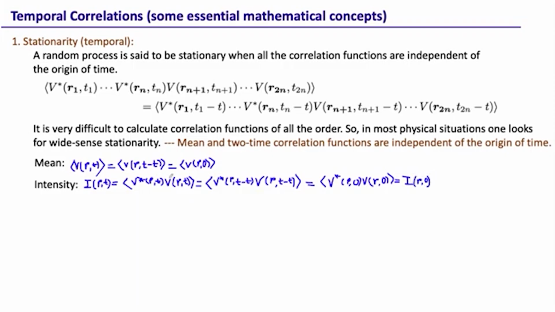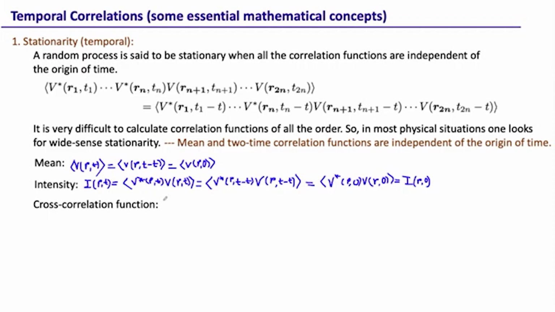So this says that if intensity has to be independent of the origin of time, that essentially means that intensity at time t is the same as intensity at time 0. So the mean intensity doesn't change as a function of time. So that's what it means. Now, what about the cross correlation function? What does it mean for it to be independent of the origin of time?